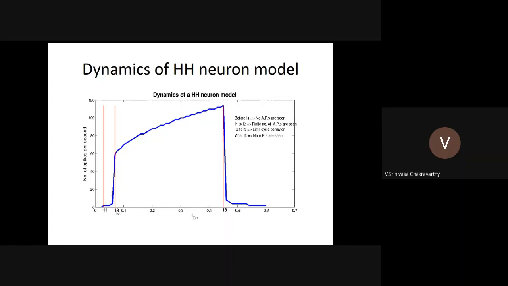So you can think of this as bifurcations occurring inside a membrane. Bifurcation means a qualitative change in dynamics. When you go from the range 0 to I1 to the range I1 to I2, you see a qualitative change because you start seeing these action potentials. And when you go across I2, you see a sudden change in dynamics where the membrane goes from a single action potential to a continuously firing action potential.